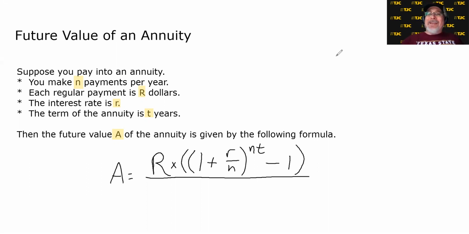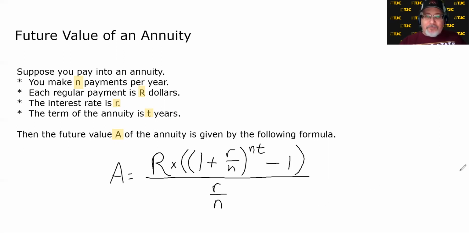Now, if you're wondering where the minus 1 comes from, I would have to go into an algebra discussion about the sum of finite arithmetic sequences. And just the fact that I said those words probably makes you go, never mind, I'll just trust you, there's a minus 1 there. Then the denominator is just r over n. So it's the same fraction that was in that part of the numerator.